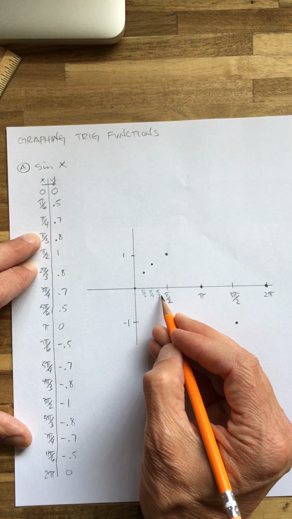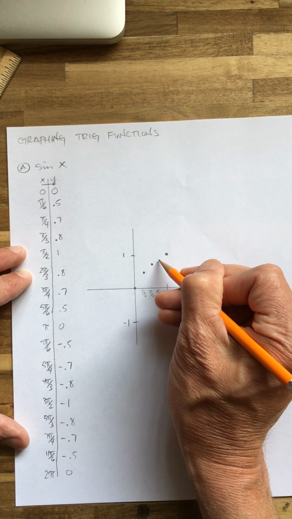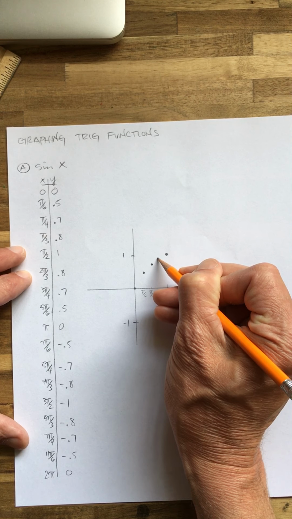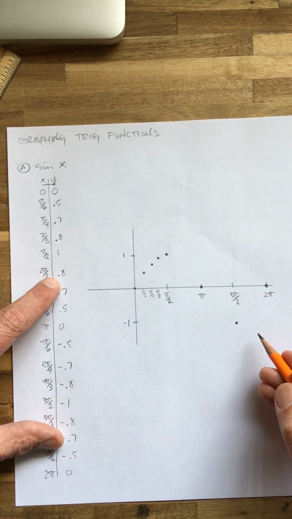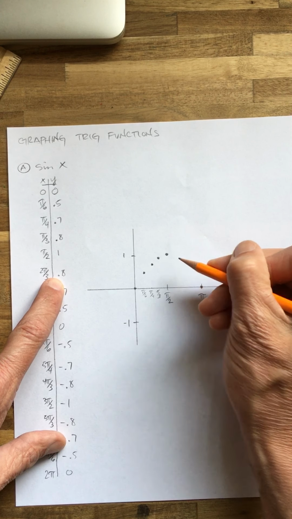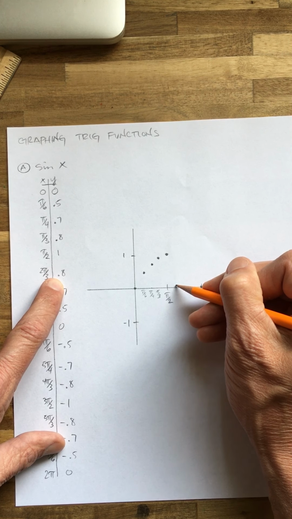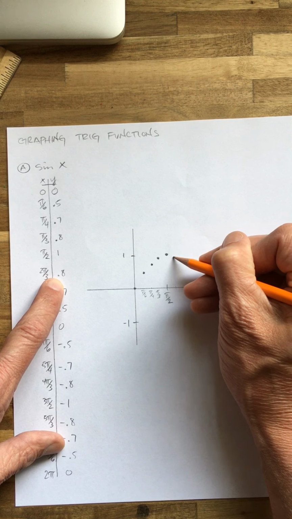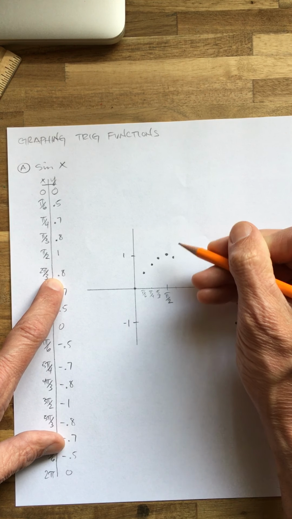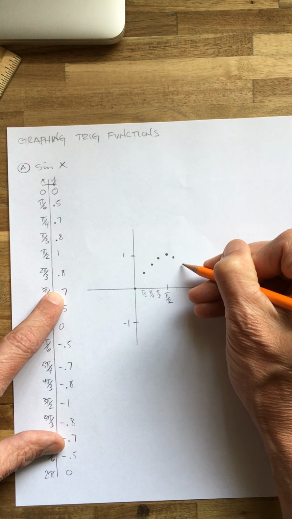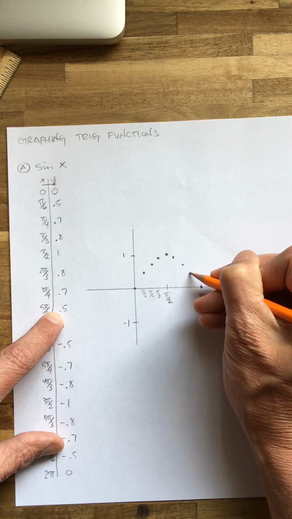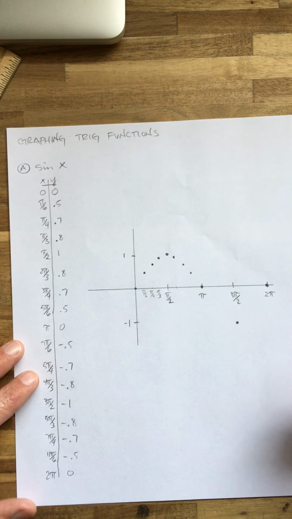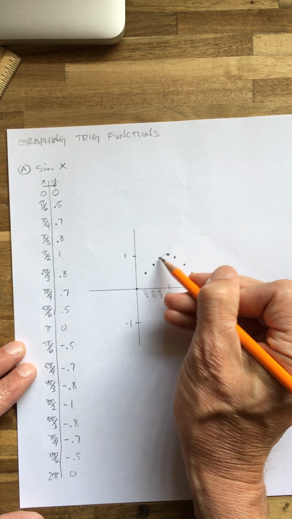All right, and it says pi over 3 is 0.8. So I'm going to go all the way up to 0.8. That's right about here. Okay, right about there. And then it starts coming down. Now we have 0.8 coming down on the other side, right? 2 pi over 3 right here. So it comes down. Okay, and then it's 0.7, so right about here. Then it's 0.5, so right about here. Okay, and if you notice, we have a nice little curve. Look at that.